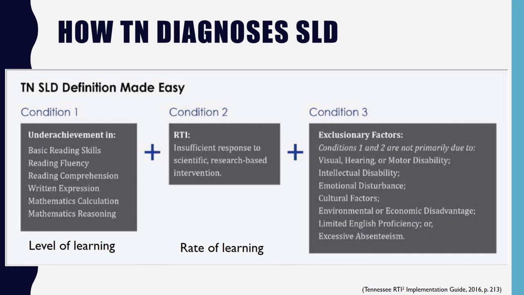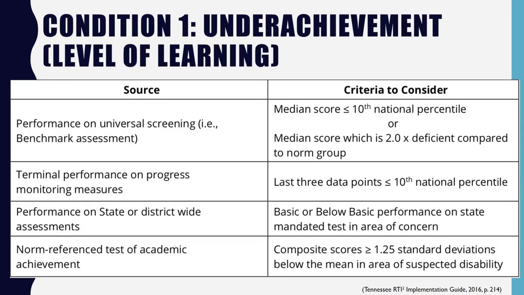So the way that Tennessee defines low level of learning is you can do it a couple different ways, but they define it as below the 10th percentile on some of these benchmark assessments that kids get throughout the year, or below the 10th percentile on some of these RTI progress monitoring points if you've had three in a row that are very low, or if you got psychoed testing and you were 1.25 standard deviations below the mean. So it can be in a couple different ways, but it's very specific check marks about the only way you can qualify for having a sufficiently low level of learning.